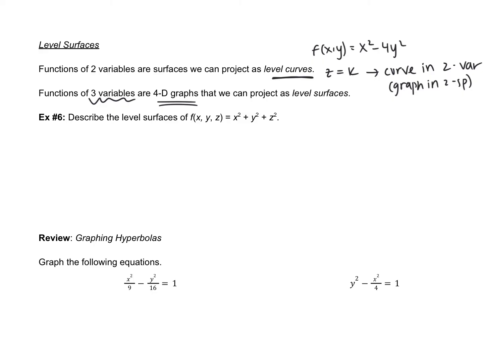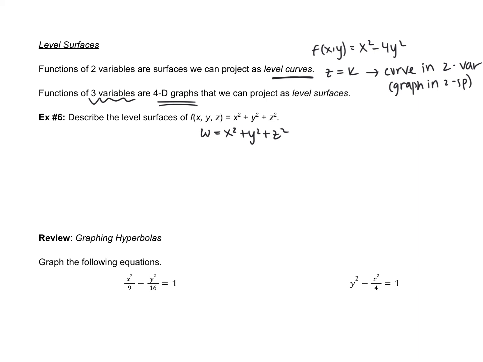Okay, so for example, let's look at example 6. Describe the level surfaces of f of x, y, z is equal to x squared plus y squared plus z squared. We can't graph this, right? If we were to graph this, this would be graphed in 4 space. This is some variable, maybe w. So we can't graph this. This would be graphed in 4 space.